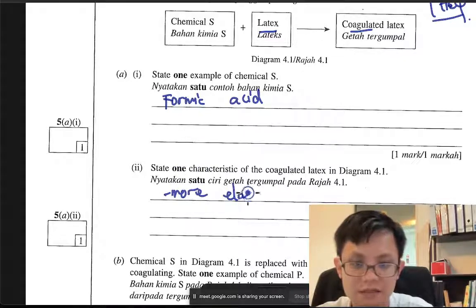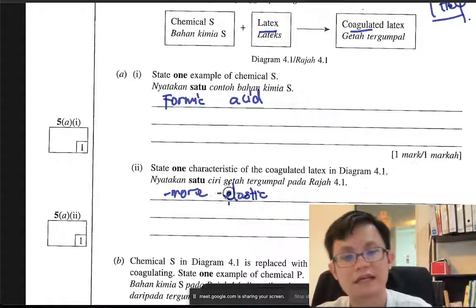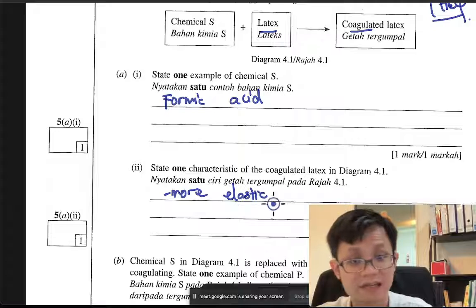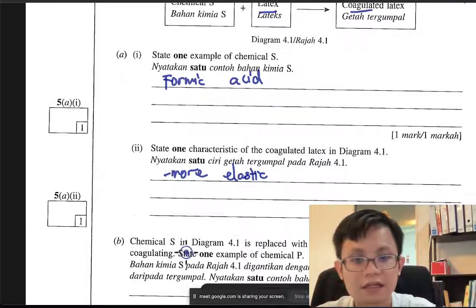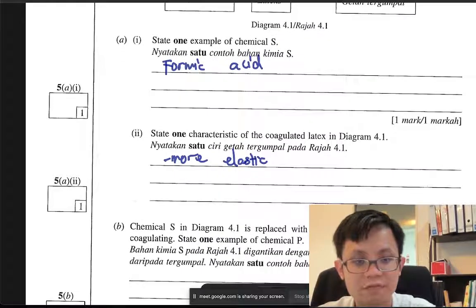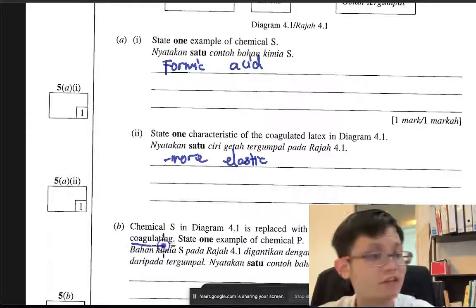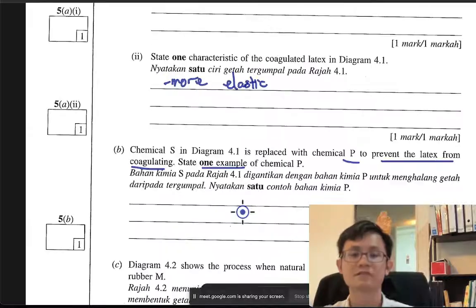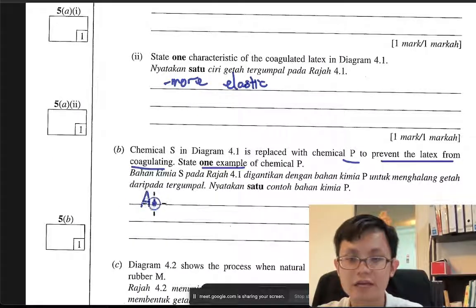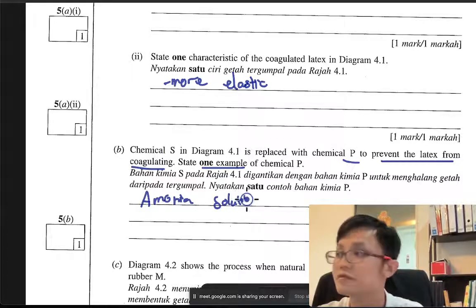More elastic. Or you can say it's slightly harder, but I put here more elastic. Chemical X in diagram 4.1 is replaced with chemical P to prevent the latex from coagulating. So now we don't want the latex to coagulate, we want it to be liquid. State one example of chemical P. Very good. So this one will be ammonia solution.